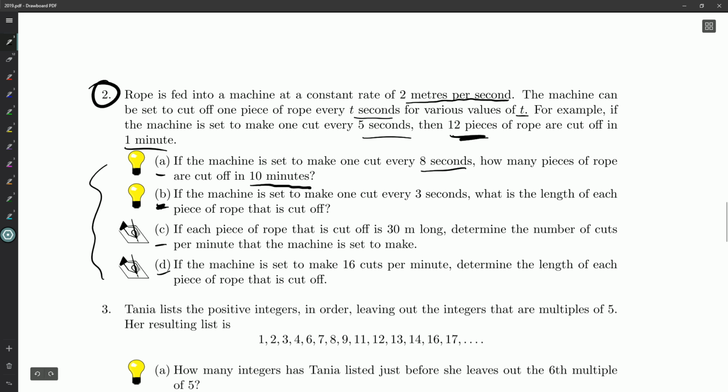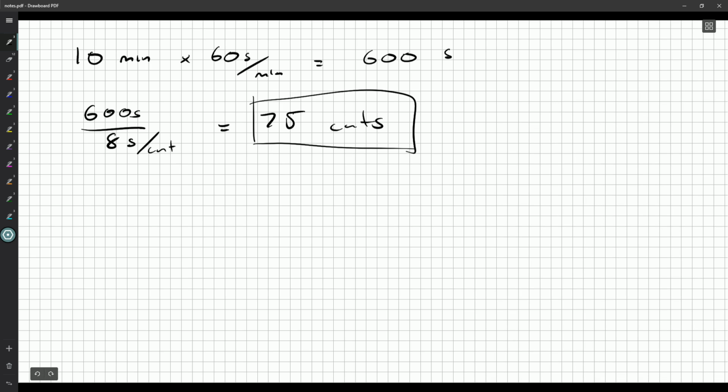B part, if the machine is set to make one cut every 3 seconds, what is the length of each piece of rope that is cut off? Okay, well, we know how fast the rope is going into the machine. And we know when we're going to make a cut, so 3 seconds, 2 meters per second. Okay, so we should get 3 seconds per cut times 2 meters of rope per second.